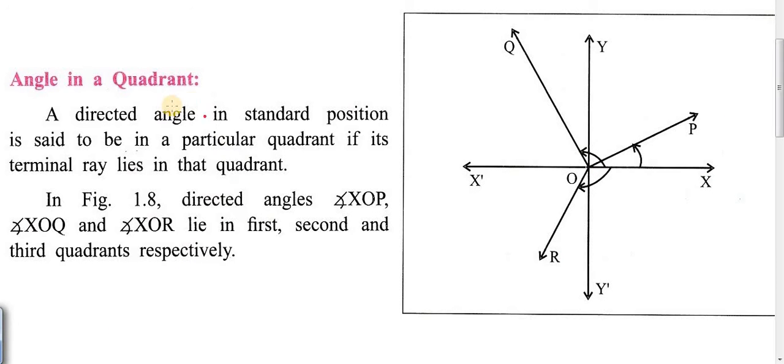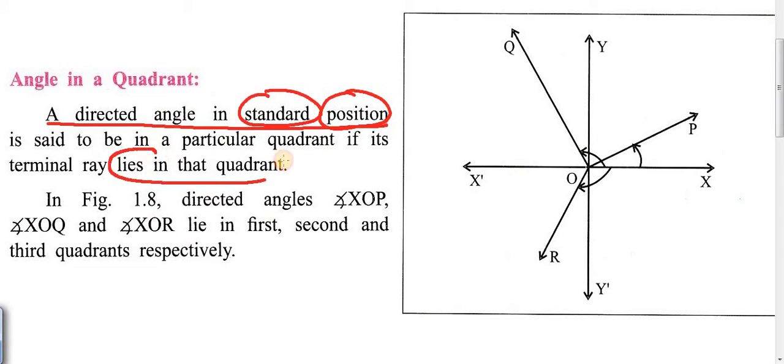Next is angle in a quadrant. A directed angle in a standard position. Now when we say a directed angle in standard position, it is very clear that its initial arm must lie along positive direction of x-axis. Now such an angle is said to be in a particular quadrant if its terminal arm lies in that particular quadrant.